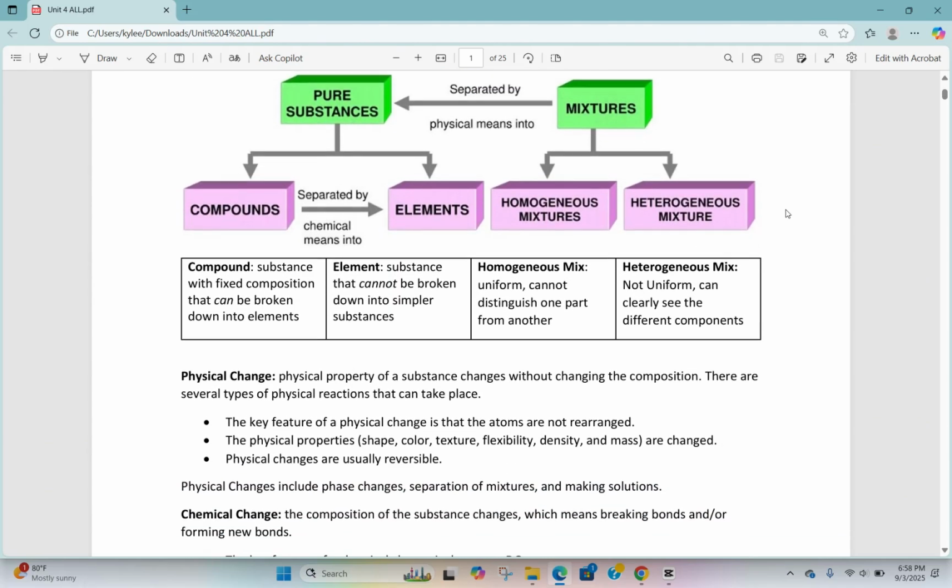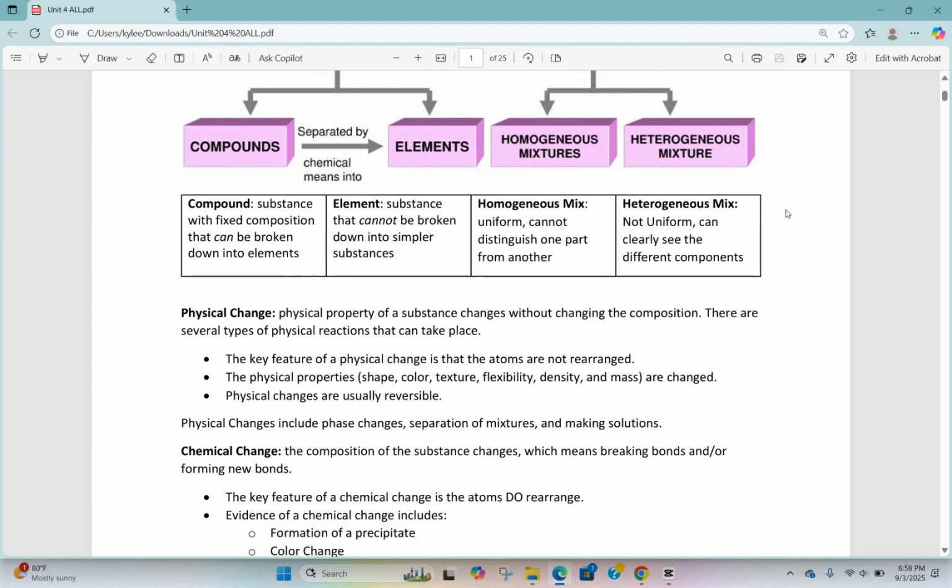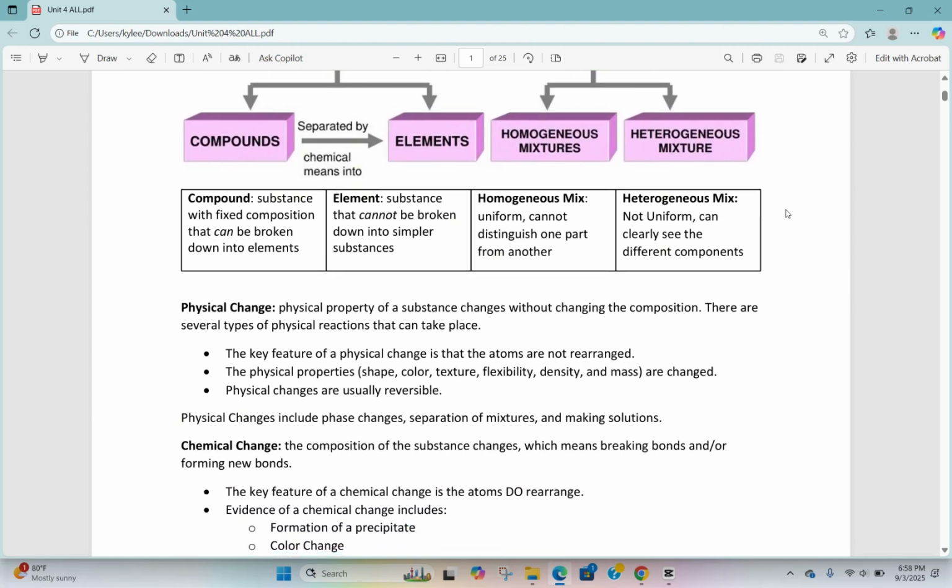Now, a physical change is where a physical property of a substance changes without changing the chemical composition. There are several types of physical reactions that can take place. Keep in mind that the key feature of a physical change is that the atoms are not rearranged. So properties like shape, color, texture, flexibility, density, and mass are changed, and physical changes are usually reversible.